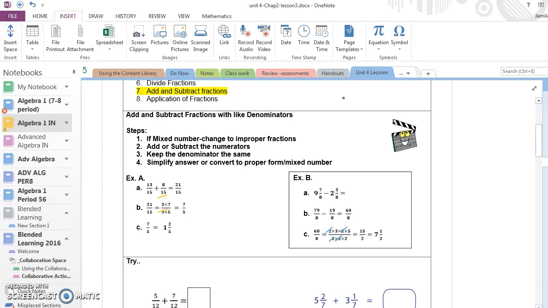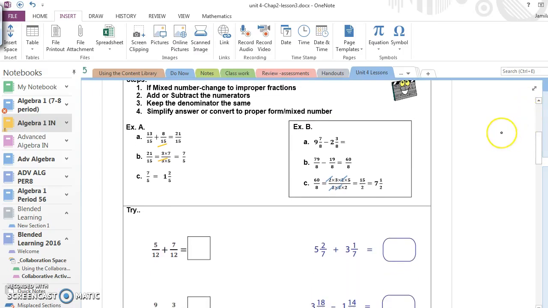So, the steps. Number 1. If you have a mixed number, you will change it to an improper fraction. Then number 2, you will add or subtract the numerators and keep the denominator the same, and then simplify or convert to proper form if it's a mixed number. So let's look at example A here.